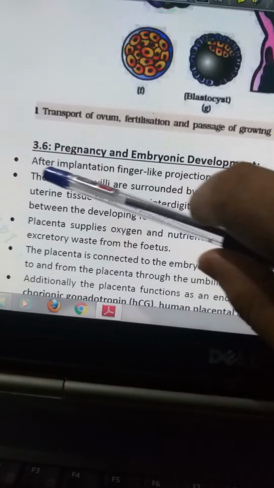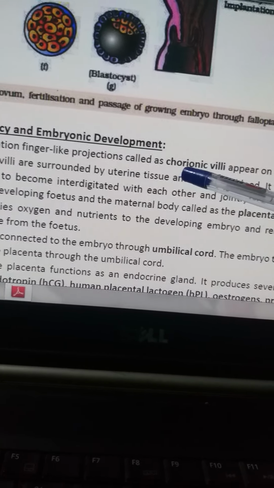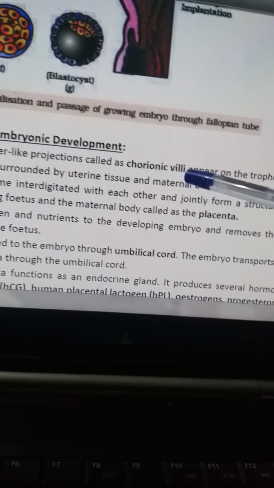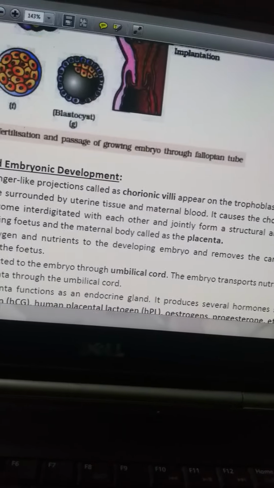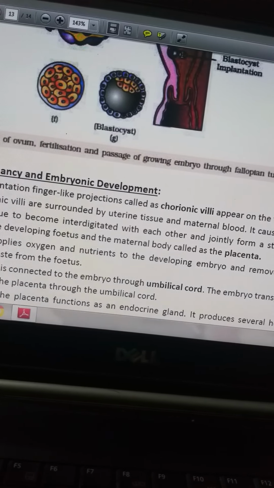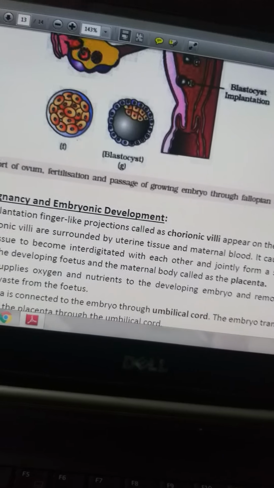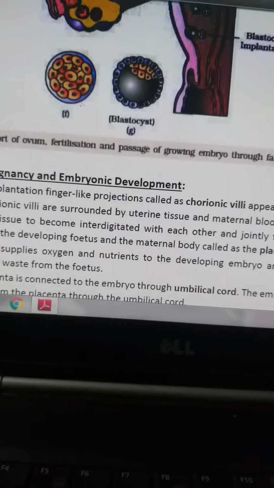Now see, after the implantation, finger-like projections called chorionic villi appear on the trophoblast. So what is the trophoblast? Trophoblast is here, this type of cell. This is the trophoblast.